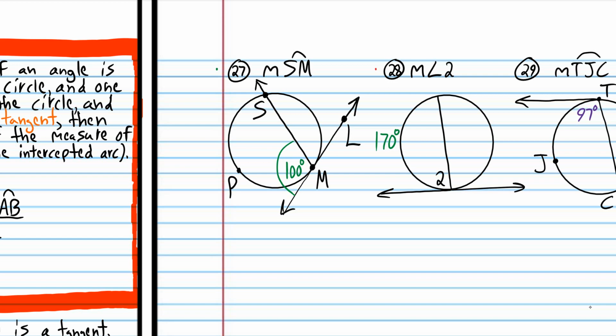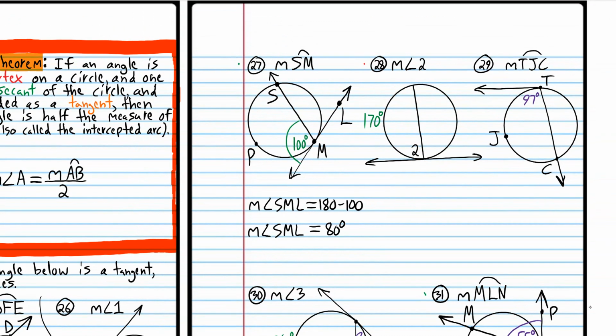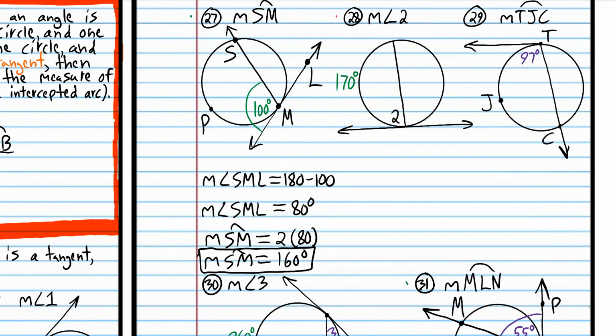So the measure of angle SML is equal to 180 minus 100. So that would be 80 degrees. And then the measure of arc SM is equal to 2 times 80. So the measure of arc SM is 160 degrees. So those are just some example problems of this secant-tangent theorem.